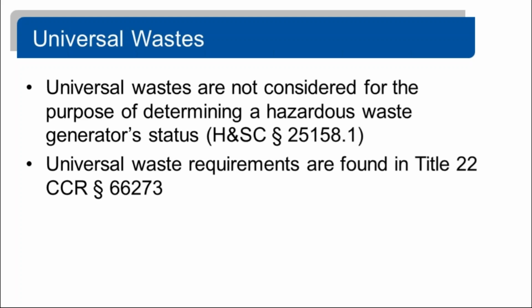So it is important to know if it is counted or not, and this has changed. I know there might be some questions here, or this might seem different. This changed in early 2016, when DTSC reissued the regulations for generator determinations, and they have flip-flopped on this a few years. The current standard is you do not have to count universal waste towards your status. So where we really are today, the requirements are found in Title 22 of the California Code of Regulations, section 66273. That is where the standards for universal waste are found.